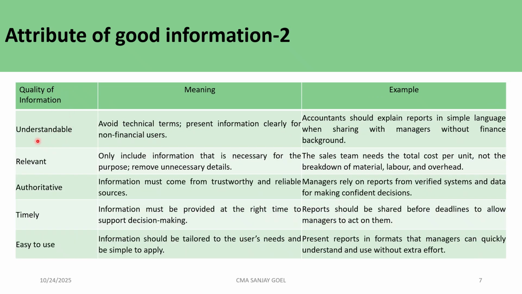Quality of information: understandable, relevant, authoritative, timely, and easy to use. So these are the criteria of good information. The information, the data, should be understandable. It should be relevant, because on the basis of irrelevant information, we cannot make the decision.